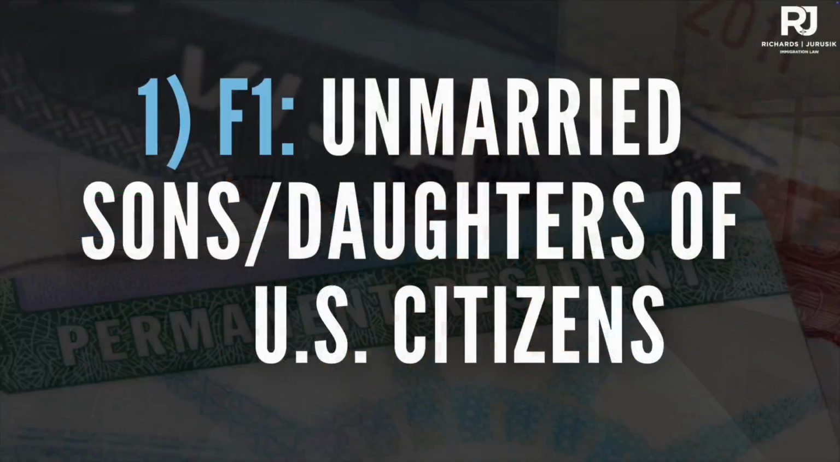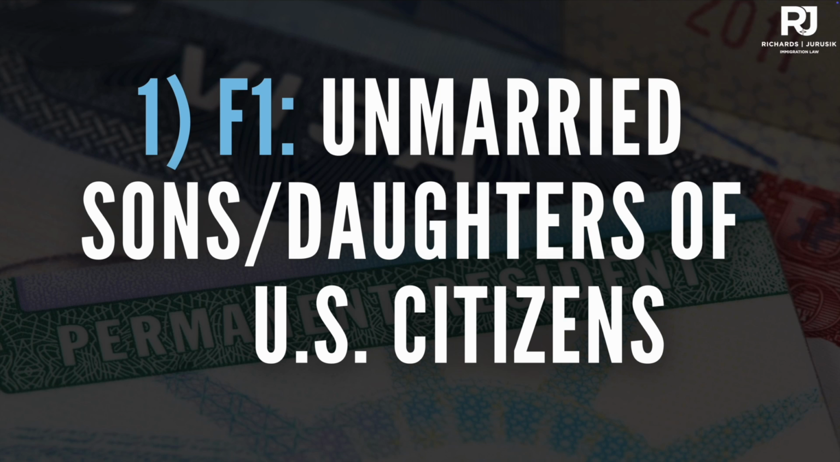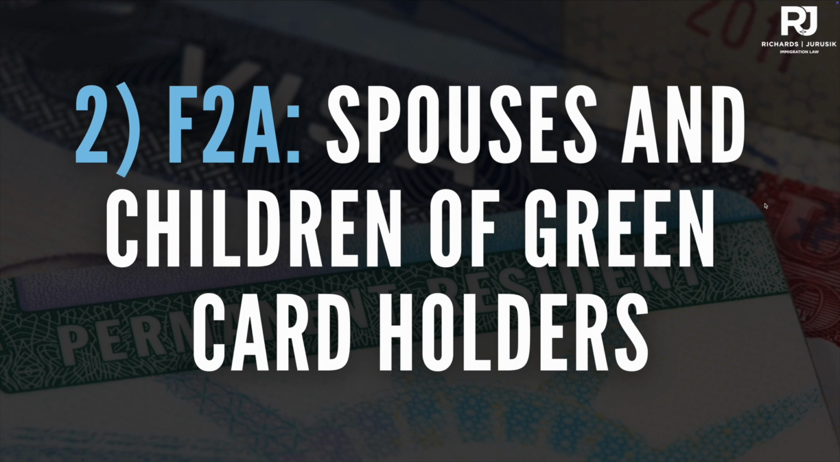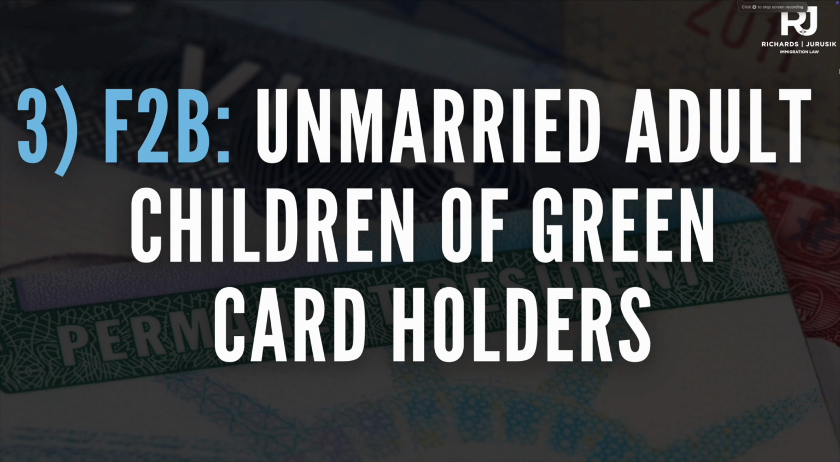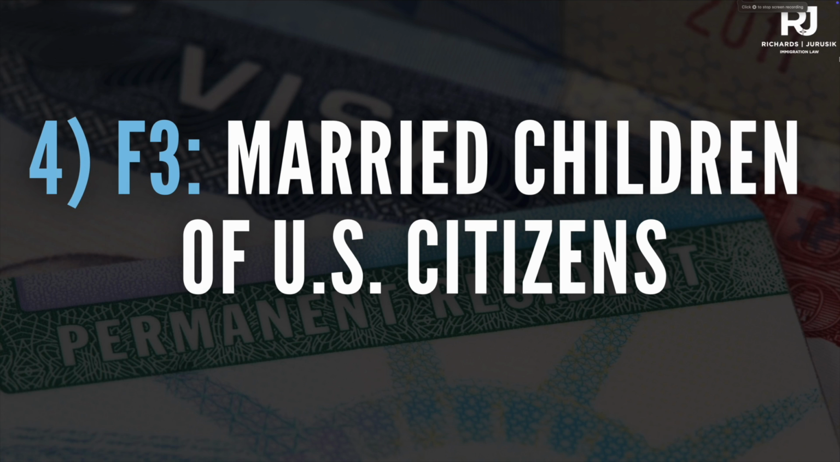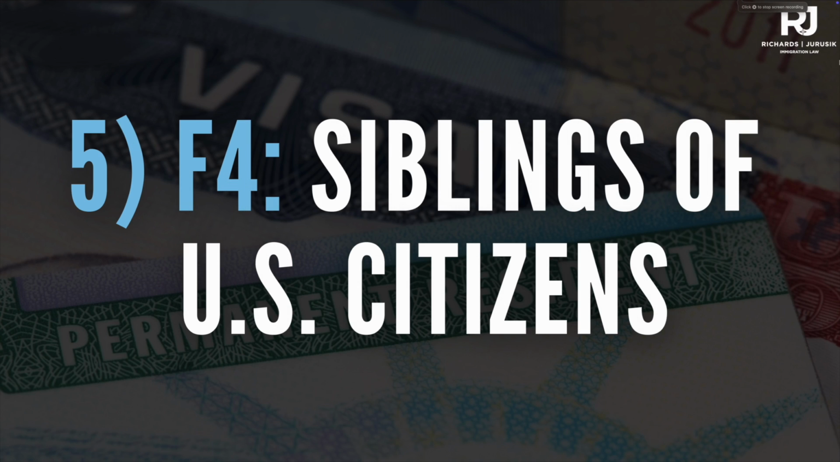Starting with family-based, if you are applying through a U.S. citizen or a lawful permanent resident relative, you are in a family-based preference category. Those categories are F1, unmarried sons and daughters of U.S. citizens; F2A, spouses and children of green card holders; F2B, unmarried adult children of green card holders; F3, married children of U.S. citizens; and F4, siblings of U.S. citizens.